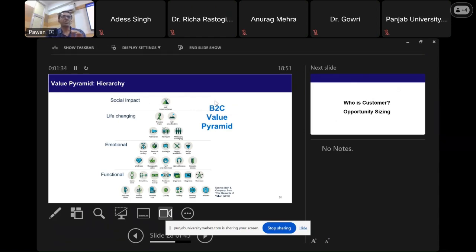So for B2C products, direct to customer products, your gain could be functional. Functional means some feature of the product, say cost or quality of the product, it is easy, features are more. So it could be a functional gain, it could be an emotional gain. Emotional means it has an impact on your emotions. Can you name some products which have emotional gains?